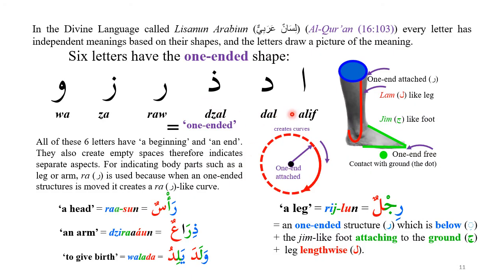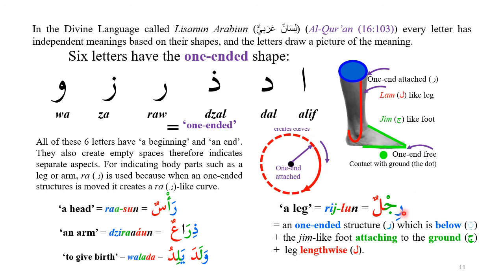Now, the six letters which have the one-ended shape, alif, dal, ra, za, and wa, as I've said, these have one-ended meaning, one end attached, one end free, because it does not attach to the next letter. For example, look at this, rijlun, which means a leg. So you can see the jim-like shape of the leg with this dot indicating something attached below, or the ground, and the lam is this part of the leg, and then the ra indicates the fact that it is a ra-like shape, where one end is attached to the body, the other end is free, right? One free end, one attached end.